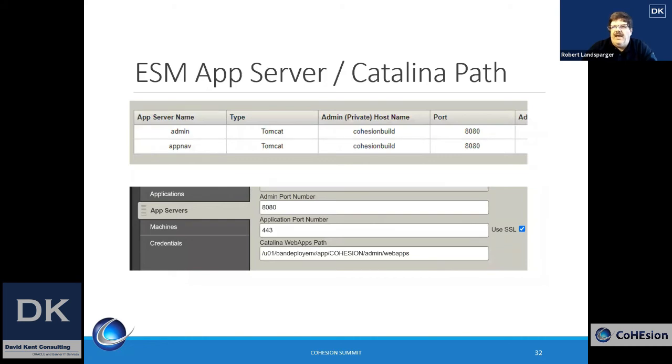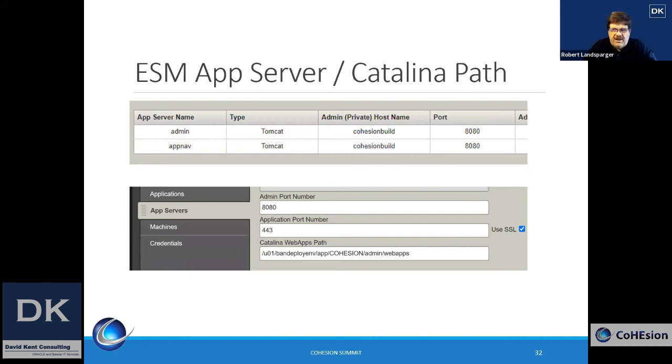And then after that, the one thing is you go in and set up your app server names, or admin, those match to those pathing we talked about down here at the bottom, where your Catalina web path is the same name as one of your app server paths. And they're all built on the same host. In this case, my cohesion build host, they're all on port 8080.